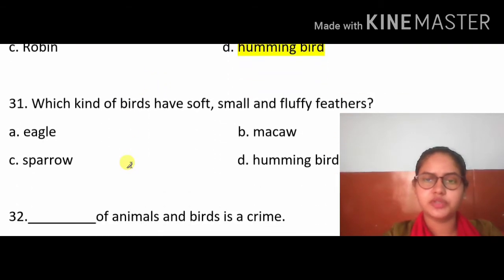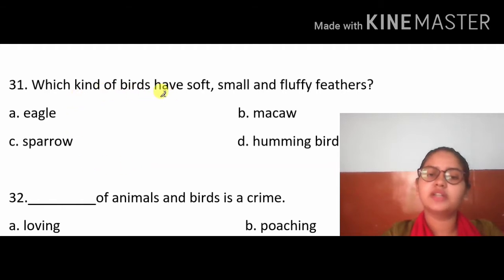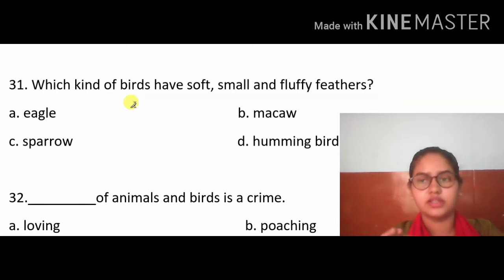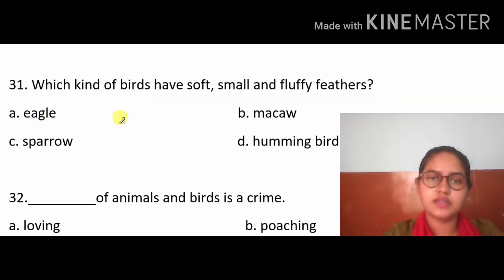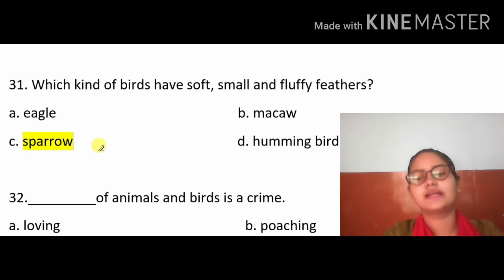Okay, the option. Now, which kind of birds have soft, small, and fluffy feathers? Now you have to know what the question is here. The question is to know about that particular bird which has soft, small, and fluffy feathers. So which one has fluffy feathers? Eagle? No. Macaw? No. Hummingbird? No. So which one is right? The C one is right. So the C one is our correct answer. So we will take sparrow, our C option.